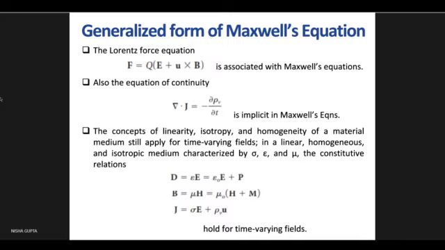And another equation is the equation of continuity. It is implicit in Maxwell's equations, where del dot J is equal to minus del rho v by del t, the time rate of change of the volume charge density.